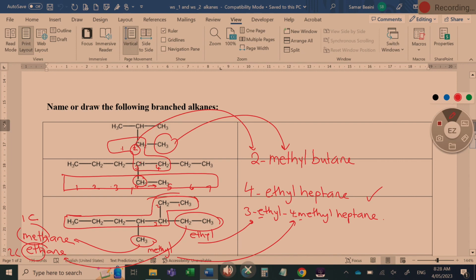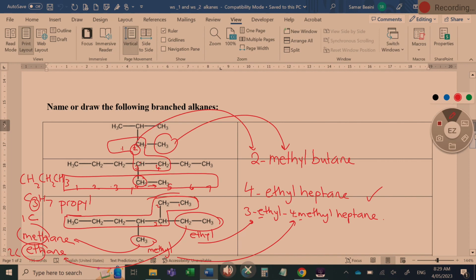What if it was CH2, CH2, then CH3? Count the number of carbons and the number of hydrogens. 7. I have 3 carbons. What's the prefix for 3? Methane, ethane, propane. So propane is C3H8. I removed the hydrogen, it became 7. Okay, so you count the number of carbons. The carbons tell you the prefix.